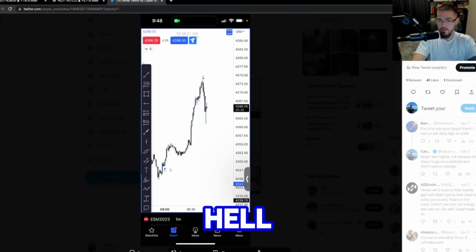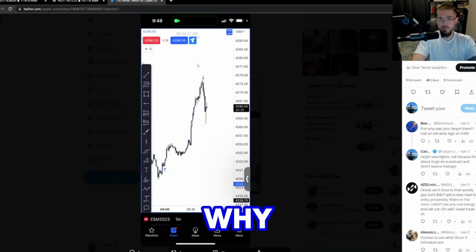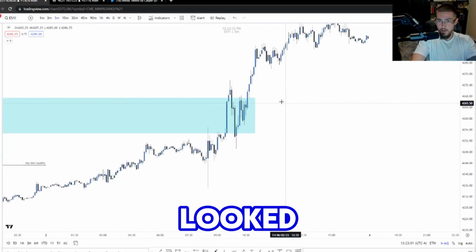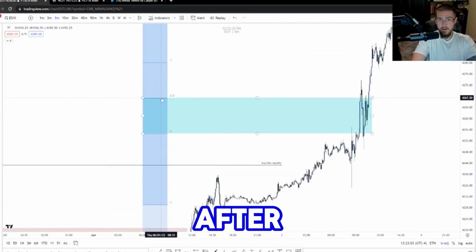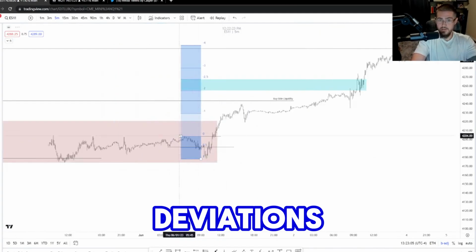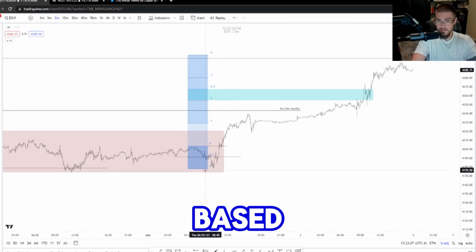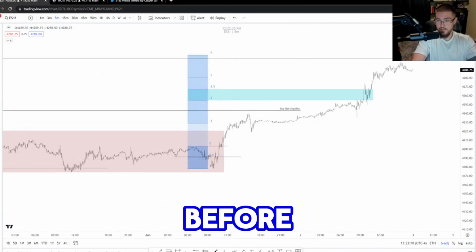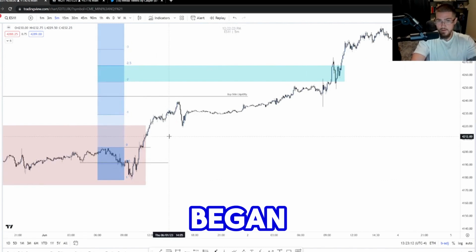So people were like, why the hell did you sell it right there? Like, why would you do that? And the simple reason was because I looked at the market as it was losing steam after I had already met this 2 to 2.5 standard deviations of the expected move, based on the last manipulation before the distribution phase began.